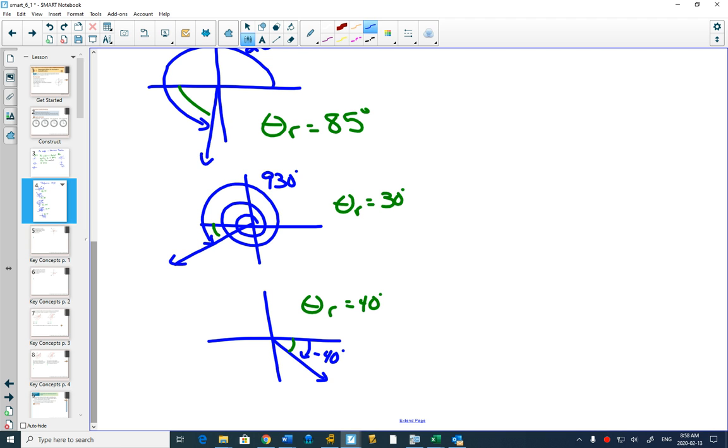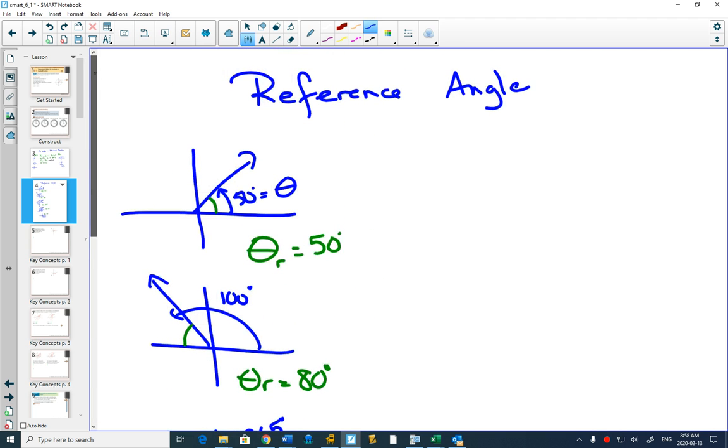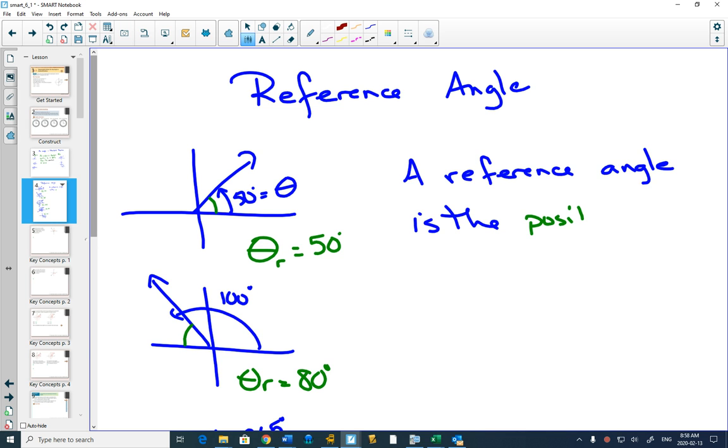So for our reference angle definition, a reference angle is the positive angle to the nearest x-axis.